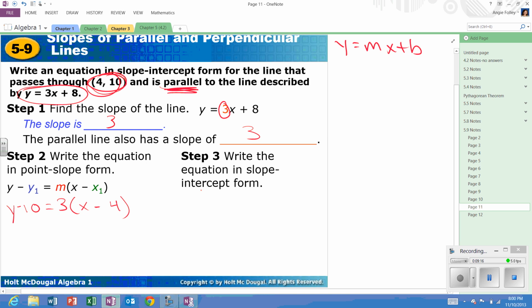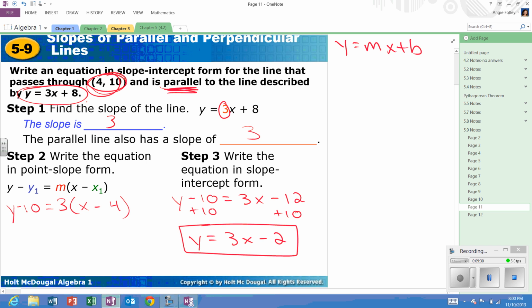And step 3, we're going to write it in slope-intercept form. So I'm going to distribute that 3. Then I'm going to move this 10 over. And I get y equals 3x minus 2. So this is the line that is parallel to this original line. And if you notice, they have the same slope. They just have different y-intercepts.